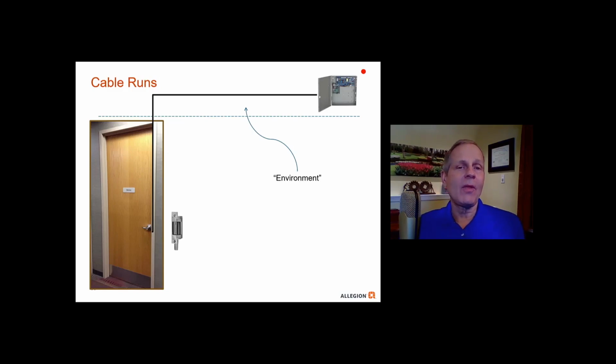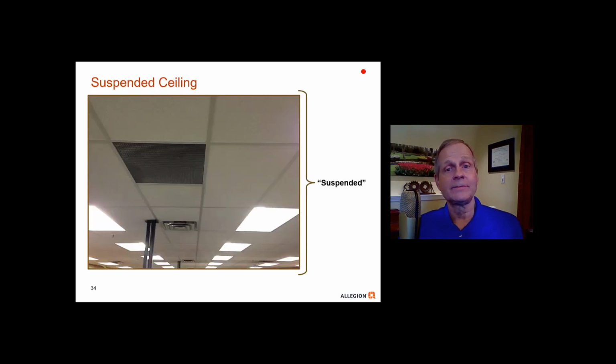So here's an example of a wiring run. You can see that we've got an electric strike that's going to be mounted on the door frame. The wire is going to be run up the frame and across the suspended ceiling to the power supply. So the environment where part of the wire is being run is above the suspended ceiling. That would be part of the environment where it's being installed.